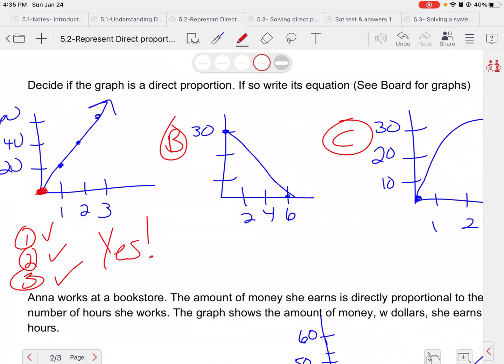Part 1 here, does it go through the origin? No, because it's starting way up here, right? The origin is here and our line does not go through it. So this is not a direct proportion.